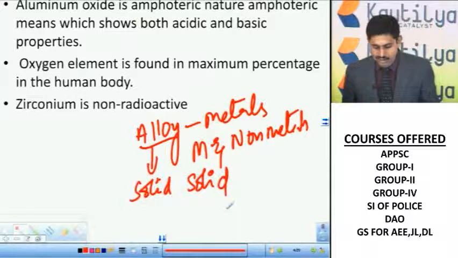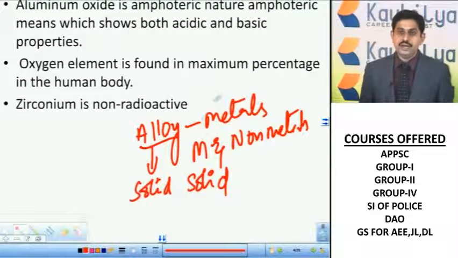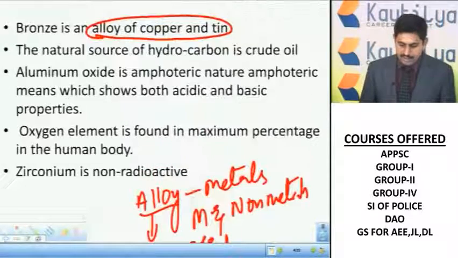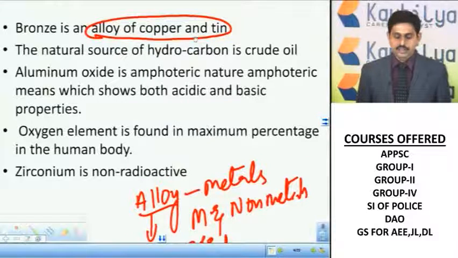That is, an alloy is a mixture of different types of metals in different ratios, or it may be a mixture of metals and non-metals. Here, bronze is an alloy. It is made up of copper and tin.